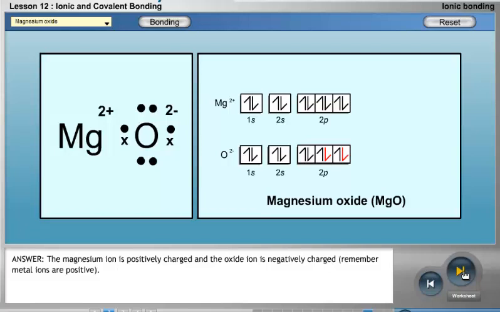Remember, metal ions are positive. Look at the change that has taken place on the right-hand side of the screen. What has happened to the 3s electrons in the magnesium atom? Answer: the 2 electrons from the 3s orbital are transferred to the 2 half-filled 2p orbitals of the oxygen atom.